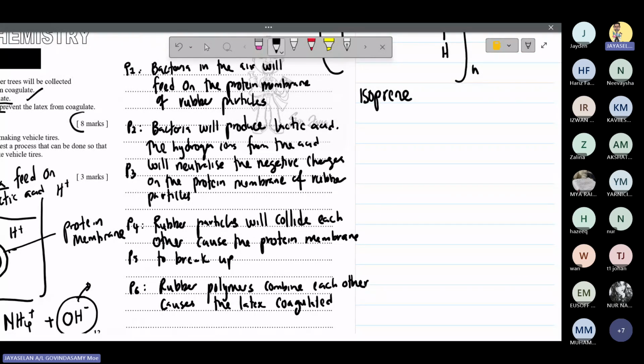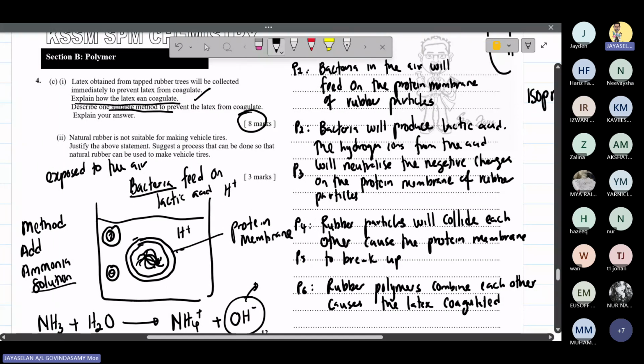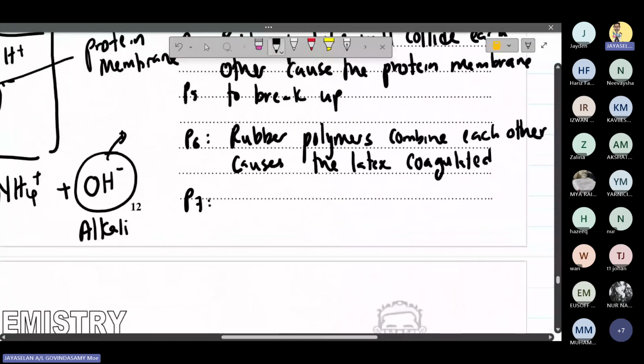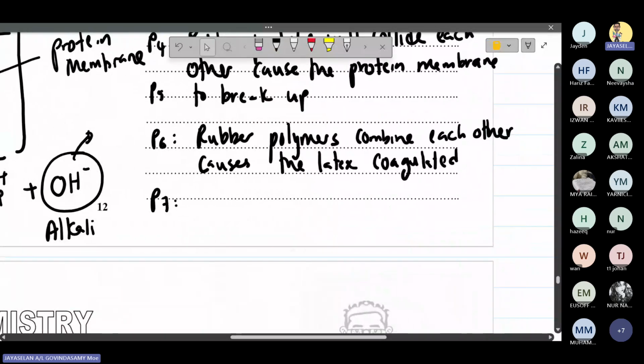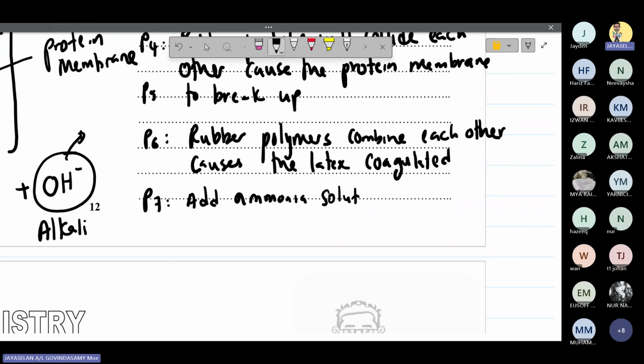Okay, how many marks are allocated here? 8 marks. So you have to get 2 more marks for what? The method used to prevent the coagulation of latex. So point number 7. What do you do here? Point 7, by adding ammonia solution. That is enough, you do not need to explain why yet. Add ammonia solution into the latex. That is one mark.